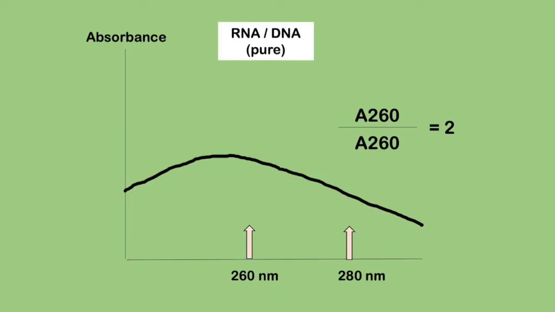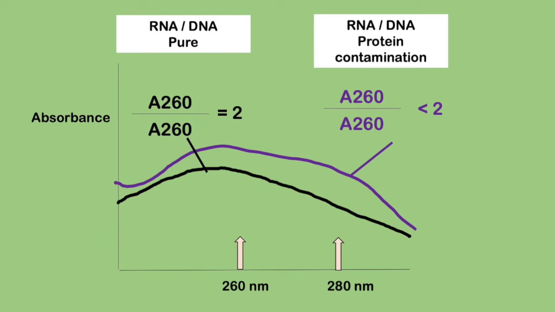So what that means is, for pure RNA, if you measure the absorbance at 260 and divide it by the absorbance at 280, you get a value of around 2. You can do the same for DNA, and the value actually is around 1.8. However, if you have any protein in your RNA sample, then the absorbance at 280 nanometers will be proportionately higher, and the 260 divided by 280 nanometer ratio will go down, will be lower than 2.